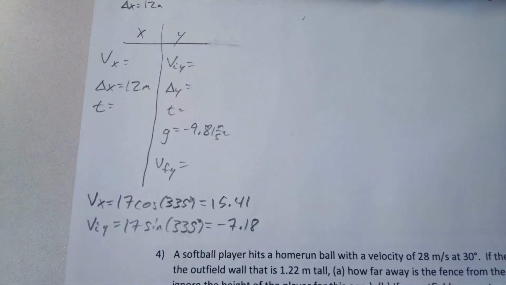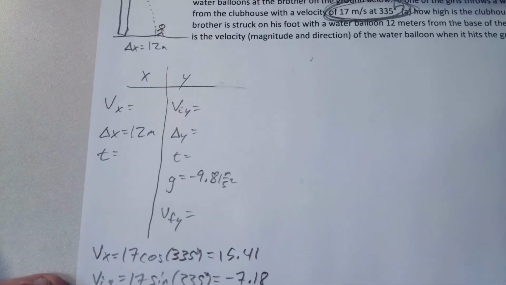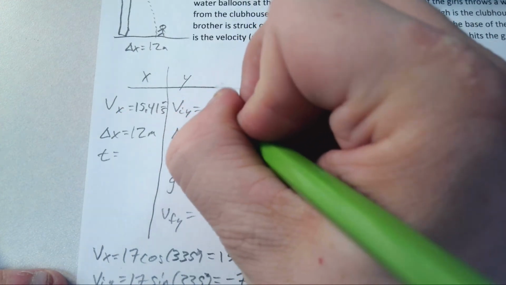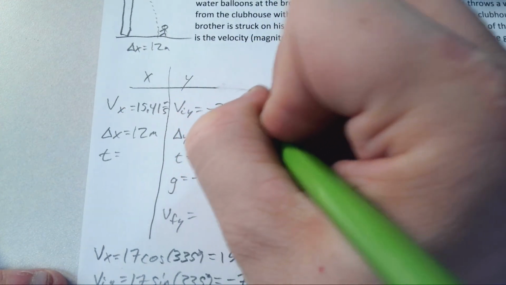We do get a positive Vx, which makes sense. It's moving in the positive direction to the right. We also get a negative Viy, which also makes sense because when the girl throws it, she's throwing it to the right and down. Remember, once you plug these in here, you're thinking, what is the easiest way to find the time?